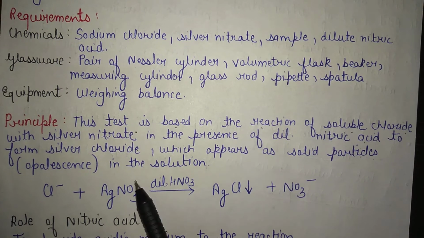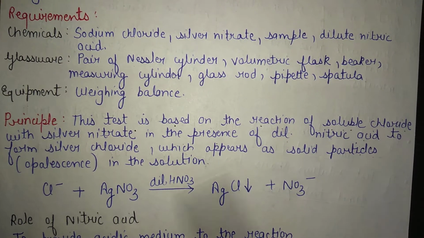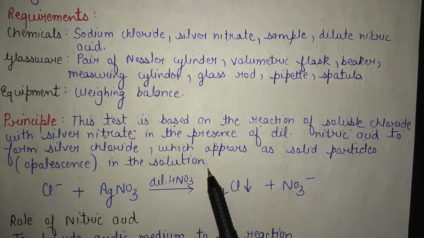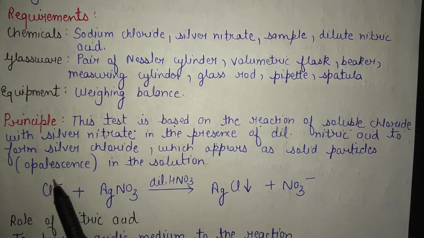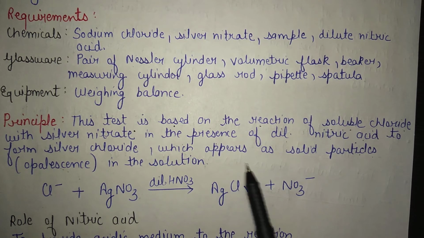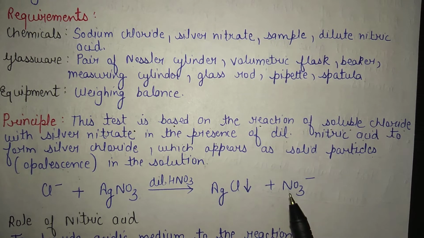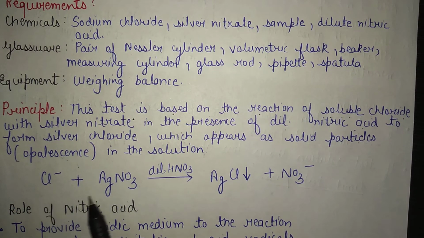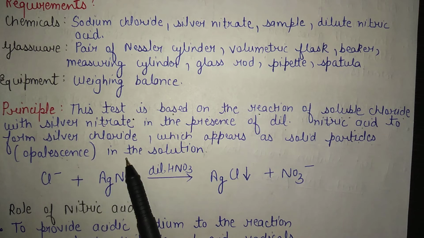So what we are doing is we react our soluble chlorides with the silver nitrate in the presence of dilute nitric acid, and this silver nitrate reacts with our chloride impurities to form silver chloride. This silver chloride occurs as a precipitate in the solution, and these precipitates give rise to the turbidity or the milkiness, and that is what we compare in this test. So soluble chlorides are reacting with the silver nitrate in the presence of dilute nitric acid to form silver chloride, which appears as solid particles or opalescence in the solution.